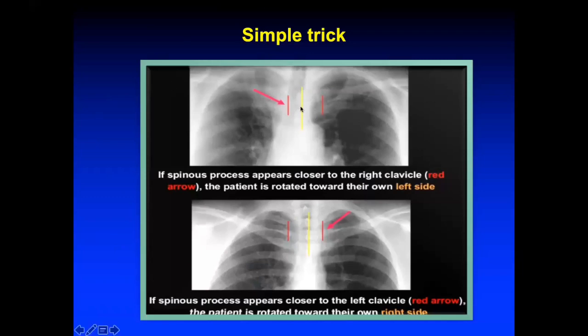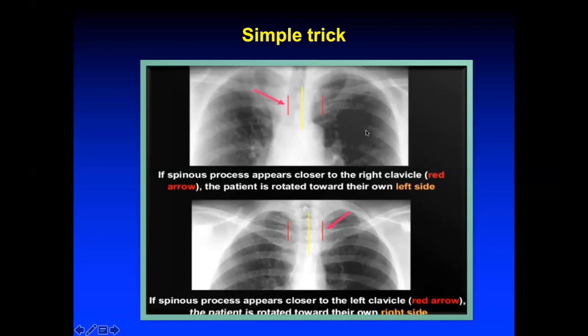This is the spinous process and this is the medial end of the clavicle. Towards the side which has the smallest distance, there is always an opposite side rotation, and wherever there is the farthest distance, from the medial end of the clavicle to the spinous process, see, this distance is large, so the rotation is towards the left side. So this is a very good, simple trick: just measure the distance, and whichever distance appears larger, it is rotation on the same side, and wherever the distance is smaller, it is rotation on the opposite side.